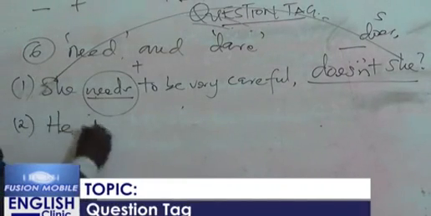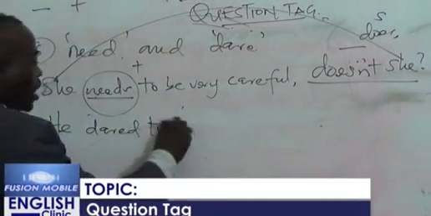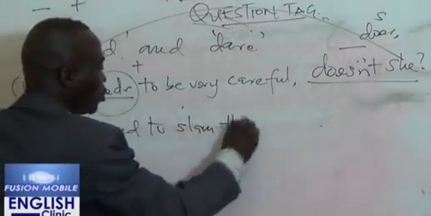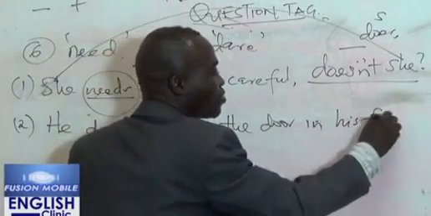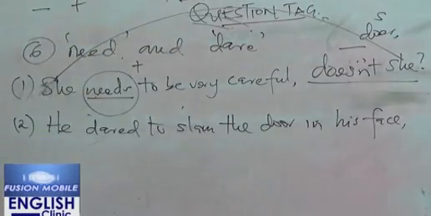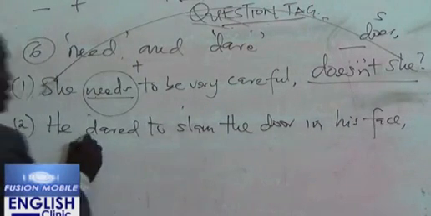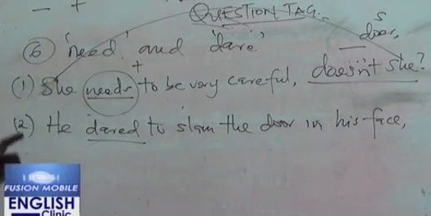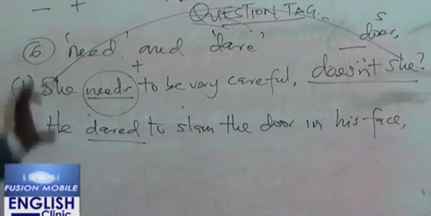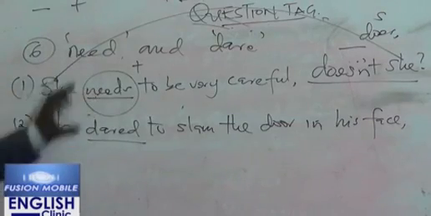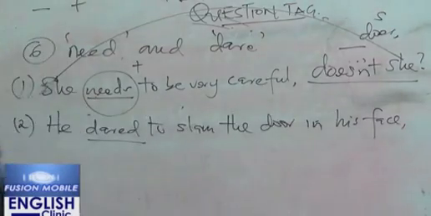A lexical verb. Now, let's consider another example using dare now. He dared to slam the door in his face. Now, our verb here is dared. And I told us that whenever need or dare is used in a positive statement, then they are not what? Repeated in the tag. I will treat them like what? Like a lexical verb.